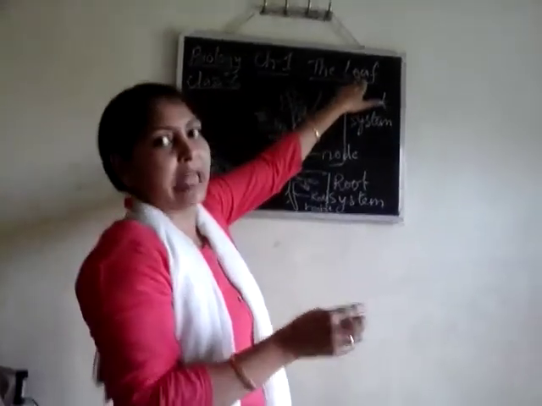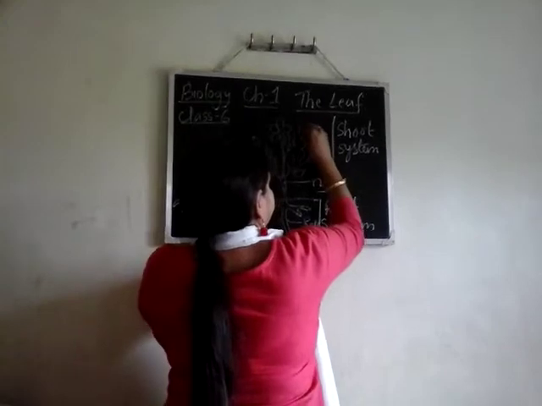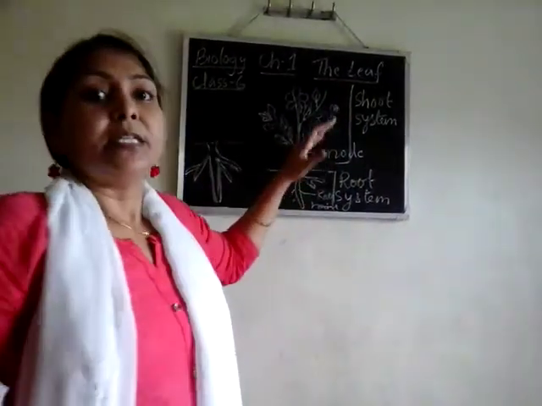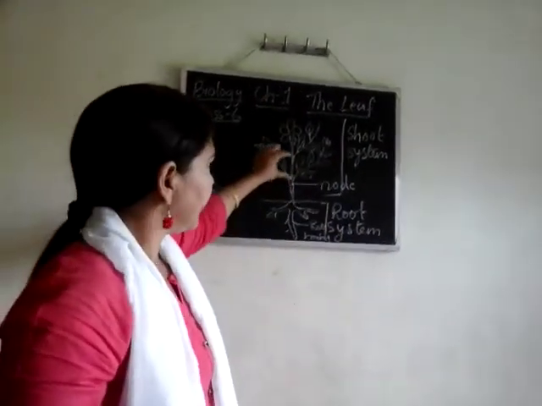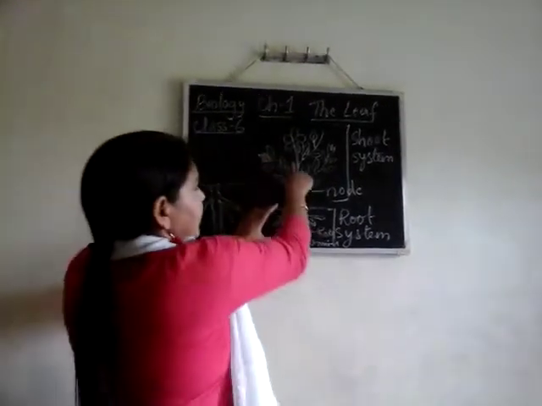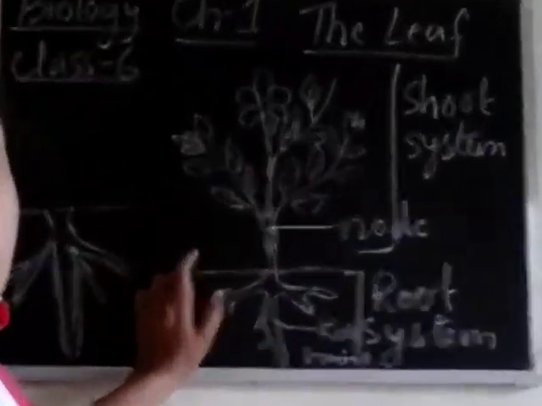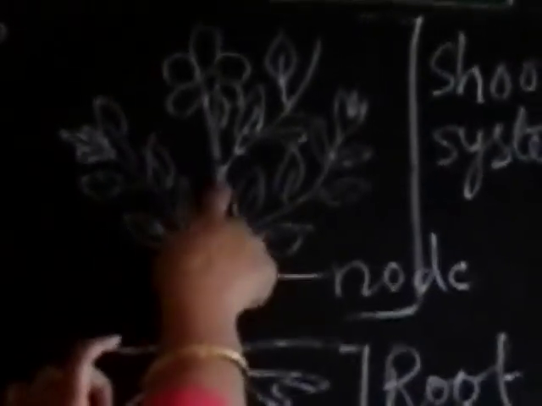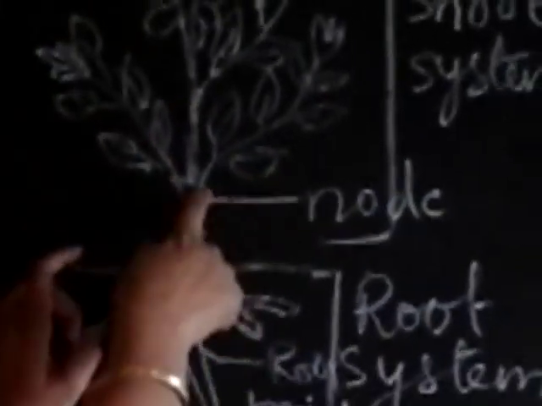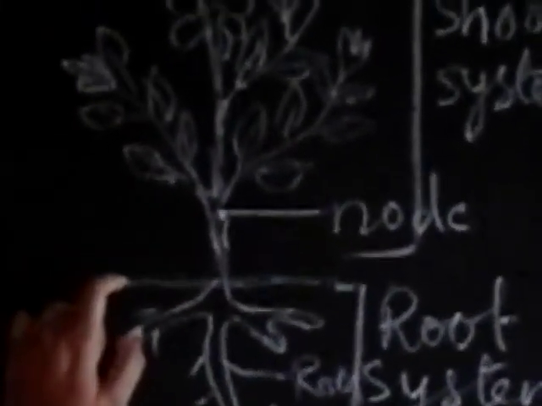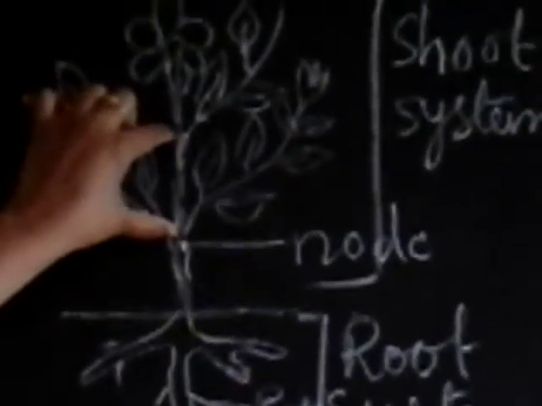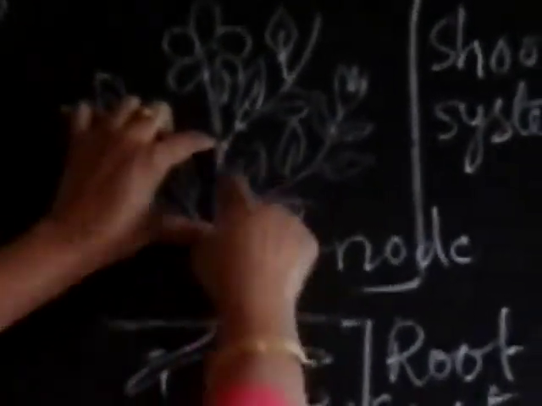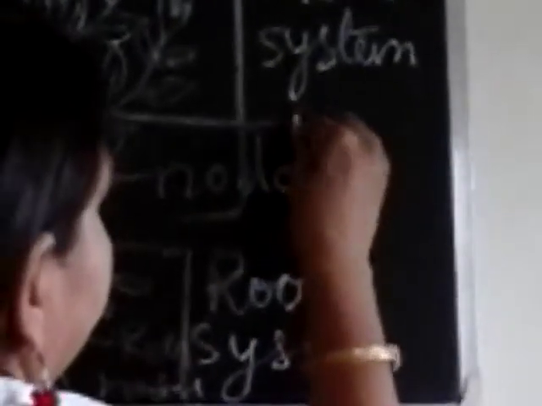Now this is the lamina. The distance, the gap between two nodes, this node and this node, is called the internode. Over here you can see this is one node and this one is another node, so there are two nodes. The gap between two nodes is known as, I will write here, internode.